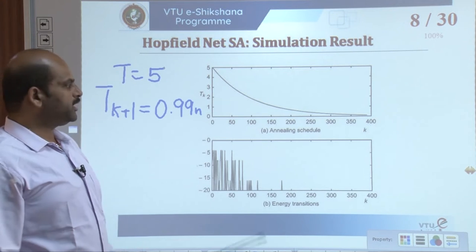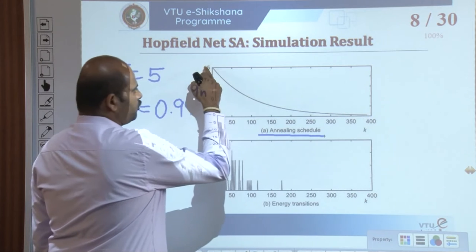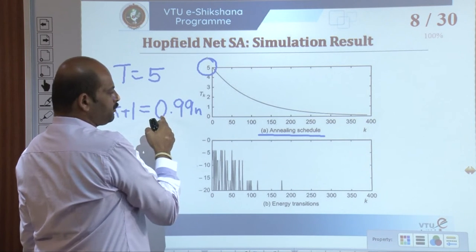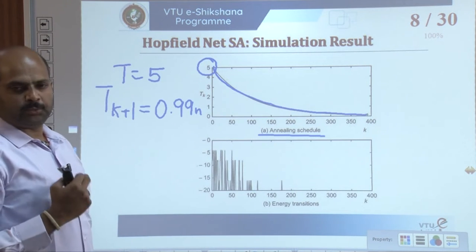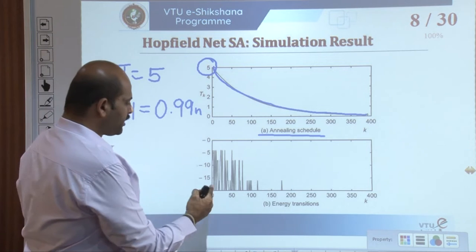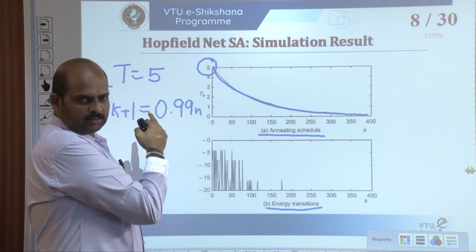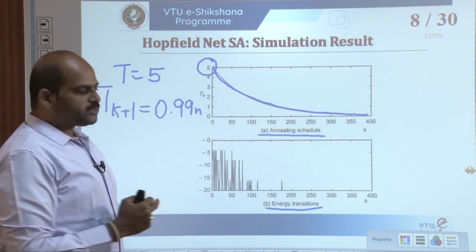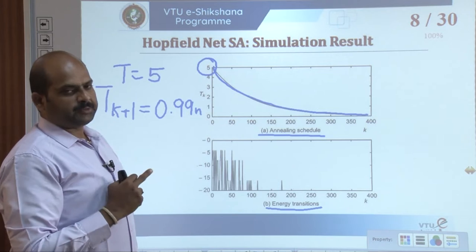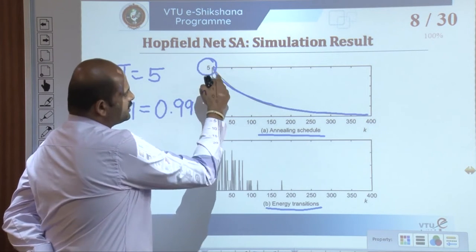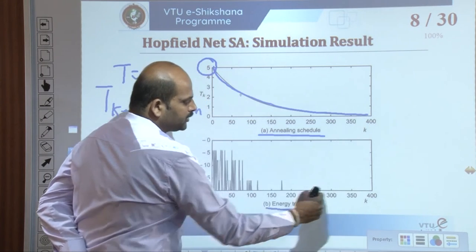The annealing schedule is going to be changed for it, isn't it? It has to be changed. So, with temperature at 5 and T k plus 1 equal to 0.99 T k, the curvature and the annealing schedule are going to change. If you look at figure B, this is the energy transition for the same T equal to 5 with T k plus 1 equal to 0.99 T k. This figure shows the energy transition as the system moves from state to state, while the annealing cycles change. You can analyze that. Slowly the transition is going to change, and it becomes 0 at this particular level.